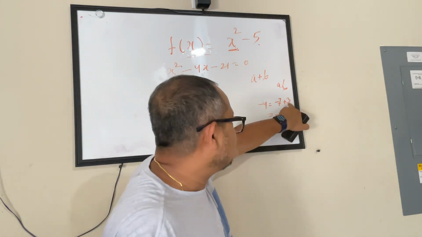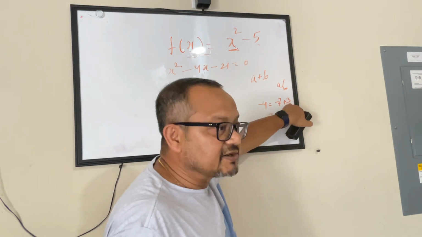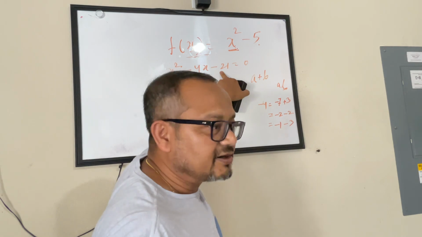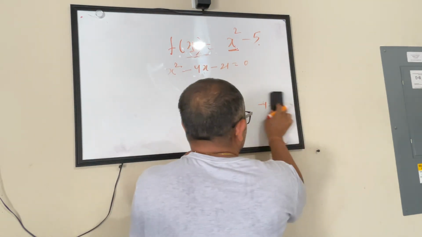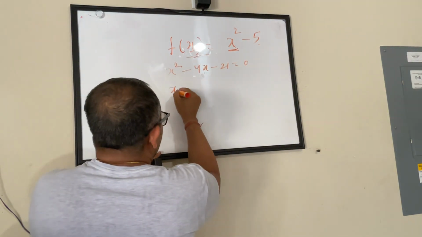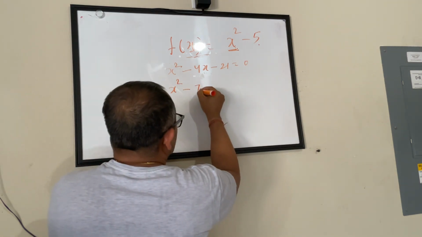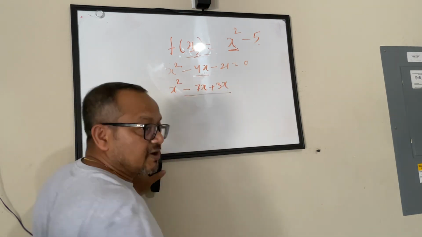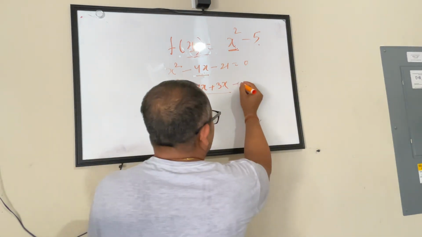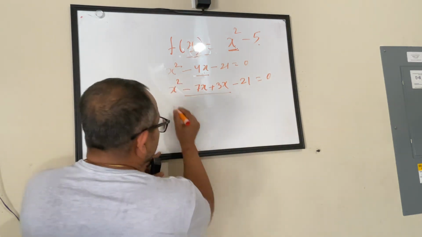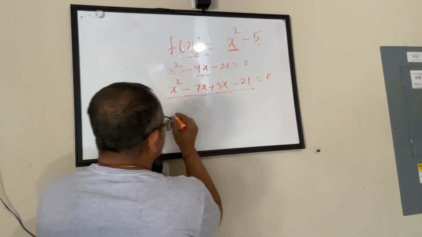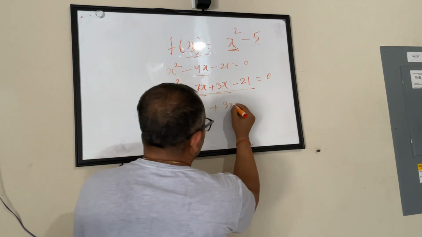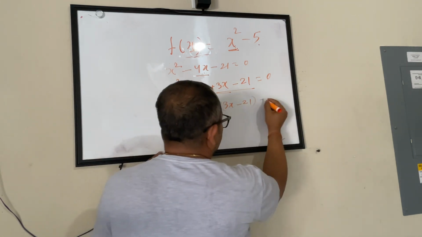Minus 7 and 3. If I multiply these two, what does it give me? Minus 21. We got the answer here. So what it means is, I can break this as x squared minus 7x plus 3x, and these two make this one, right? And minus 21 equals 0. Now put these two together: x squared minus 7x as one thing, plus 3x minus 21 as the second thing.